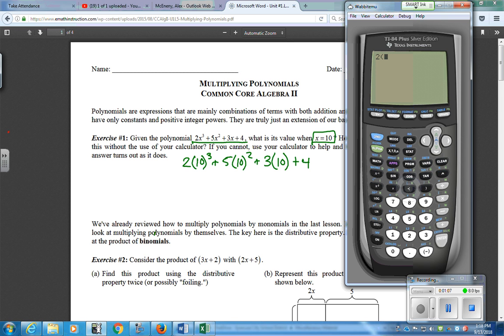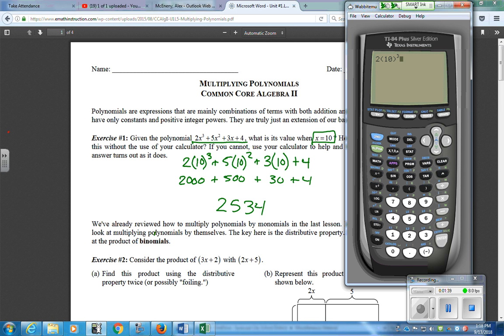So you do 2 parentheses 10 to the third. And make sure you press the right cursor to get back down. But to streamline this and speed it up a little bit, for this one right here, you're going to end up getting 2,534. The reason is because 10 to the third is 1,000, so this is 2,000. This would be 500. This one 3 times 10, 30. And the last one is just, again, 4.